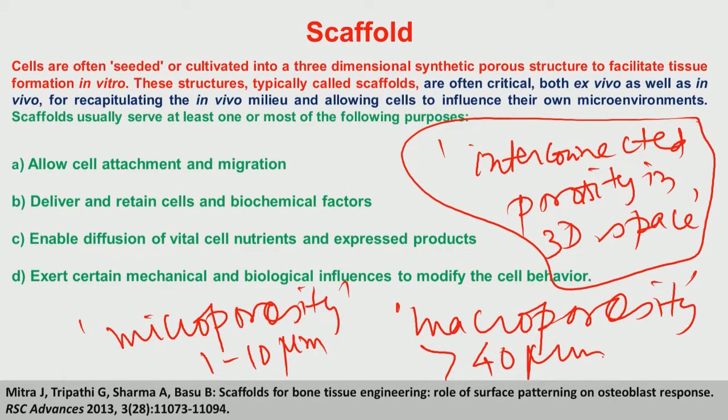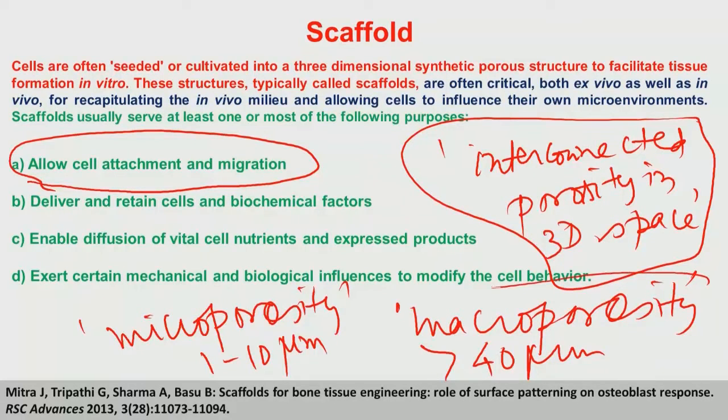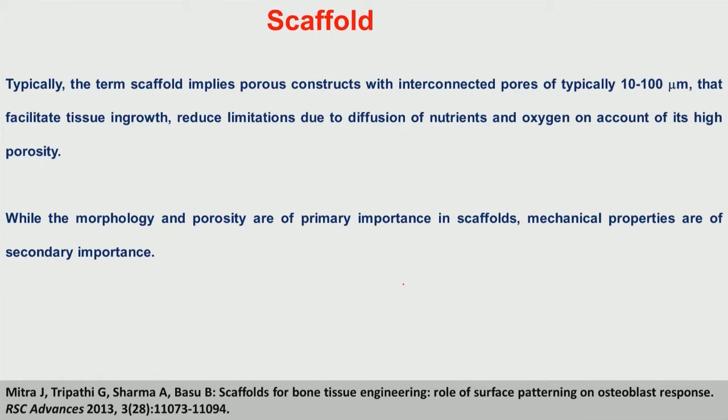So, micro porosity is useful for initial cell attachment, cell adhesion and migration. Macro porosity is more useful for bone ingrowth as well as angiogenesis and vascularization, for all those things that you need, so that a bunch of blood vessels can grow inside this tissue structure and so on. So, it also exerts certain mechanical and biological influences to modify cell behavior.